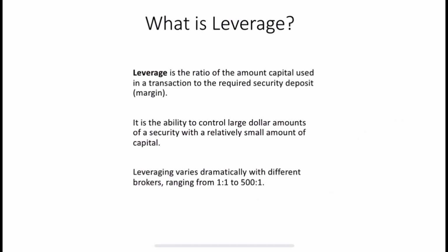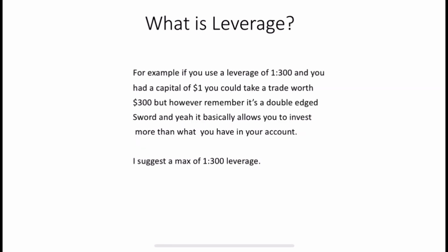So ranging from 1 to 1, 500 to 1. For example, if you use a leverage of 1 to 300 and you had a capital of $1 in your account, you would take a trade worth $300. However, it's a double-edged sword, and it basically allows you to invest more than what you have in your account. So I personally suggest a 1 to 300 ratio leverage. It helps you to make more money while risking less. So 1 to 300 is the leverage I use, and that's what I suggest you should use.